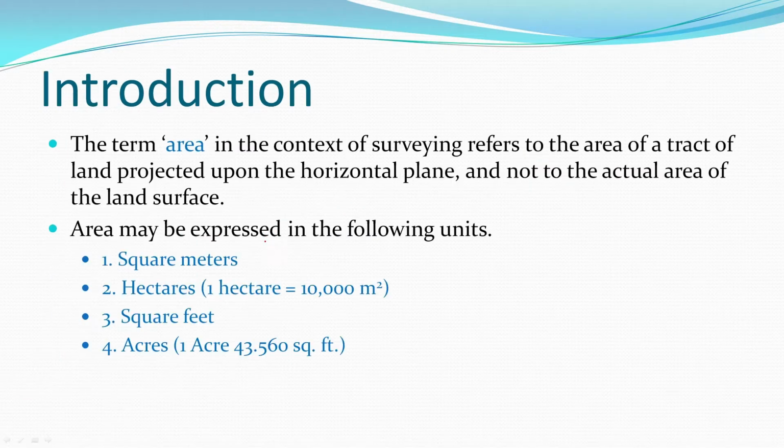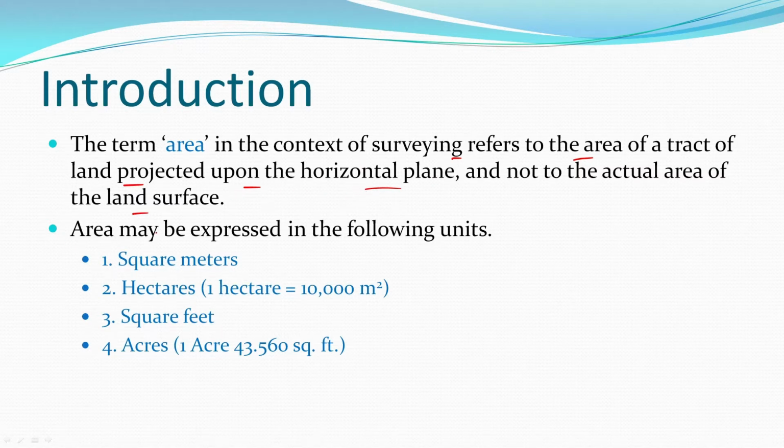So let's start. The term area in the context of surveying refers to the area of a tract of land projected upon the horizontal plane and not to the actual area of the land surface. That means it is generally considered as the actual area of a land surface, but here in surveying it refers to the area of a tract of land projected upon the horizontal plane.